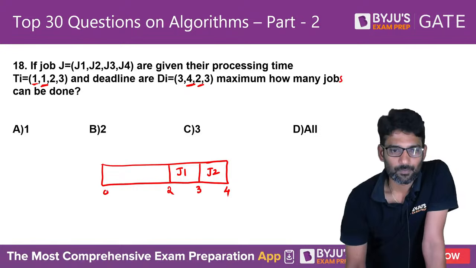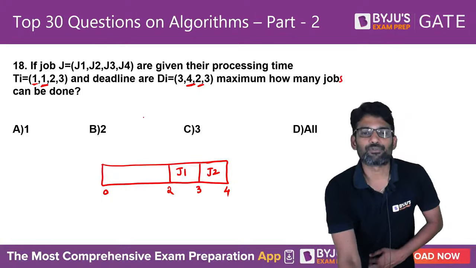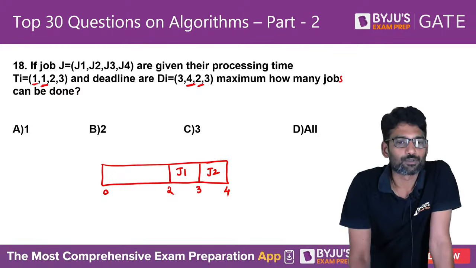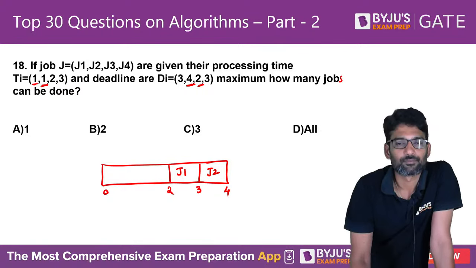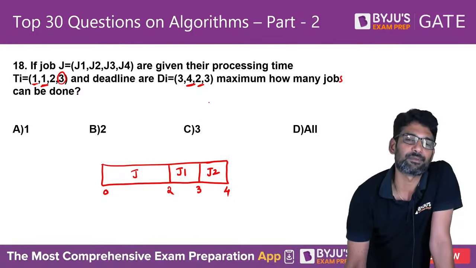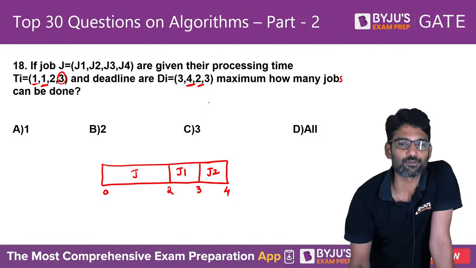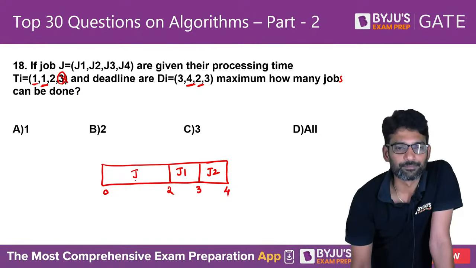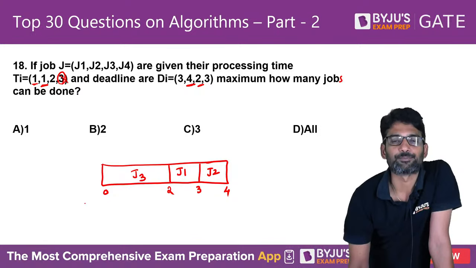Yes, job 3 you can do, and job 4 also you can do. Suppose I schedule job 4. Job 4 requires 3 units of burst. But do we have 3 units of burst here? No. We have only 2 units of burst. Hence, job 4 you can't schedule, job 3 you can schedule.